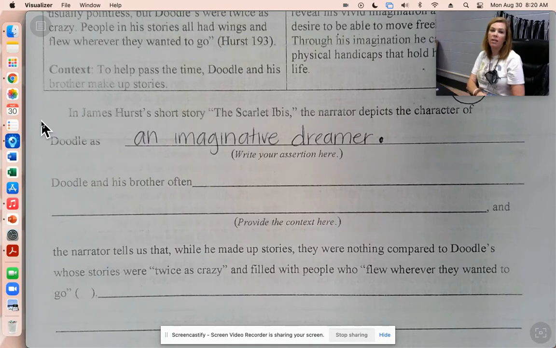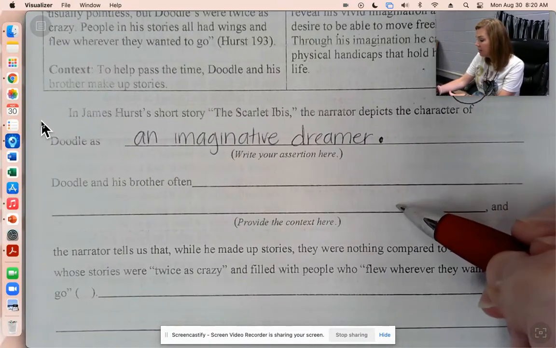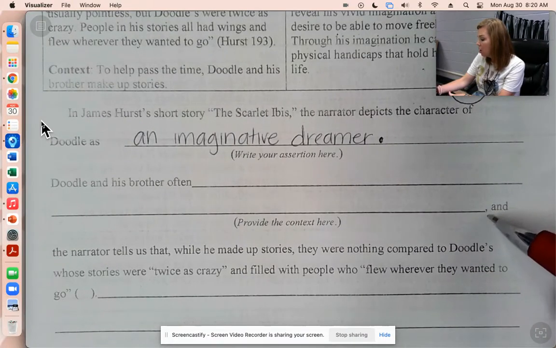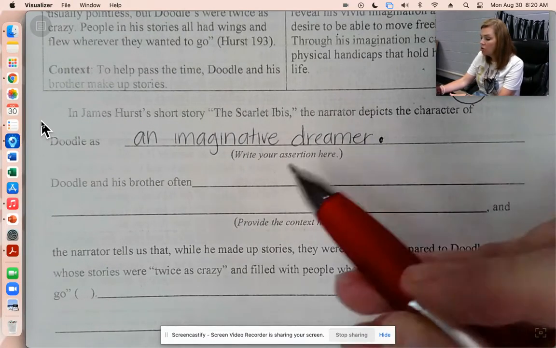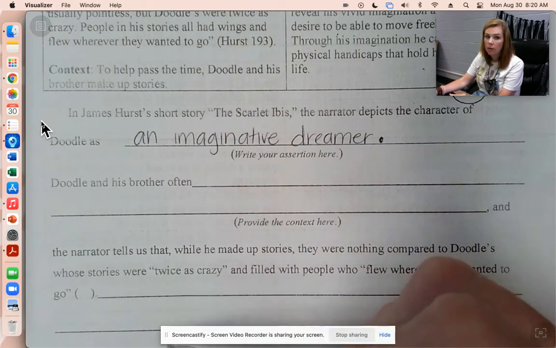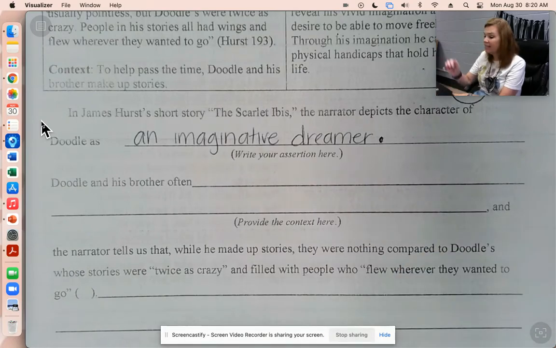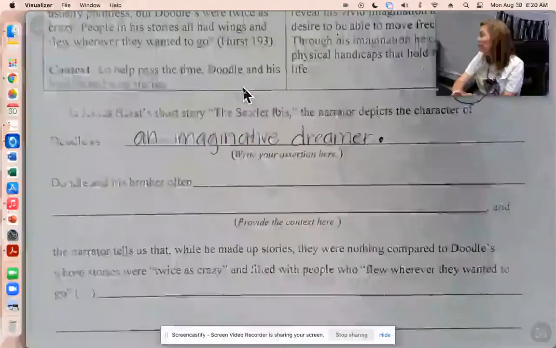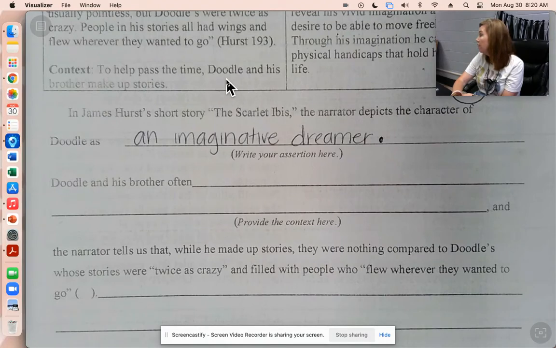Okay, the next part, it says, Doodle and his brother often what? And look, it's got to fit in this sentence frame. And notice that there's a comma and it's going to keep on going. So Doodle and his brother often do what? Yes. And I love how you did that. What you did is you took the last half of this sentence and did it first and put the first half at the end, because that's the only way it would fit.